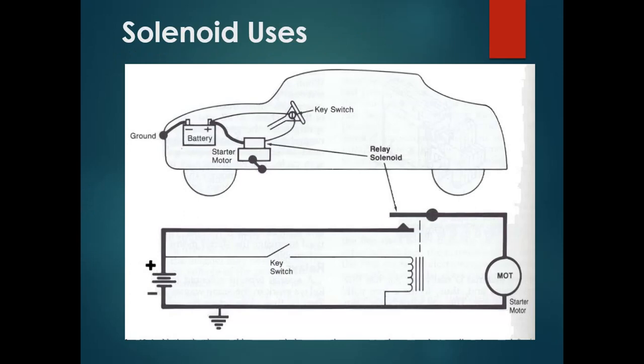Relay solenoids are there. See here the car's starter motors. This is the ground and battery. Whenever your key is switched on, the motor starts. It will be a relay solenoid. It looks like that, and it touches here, and the car will start from the solenoid.